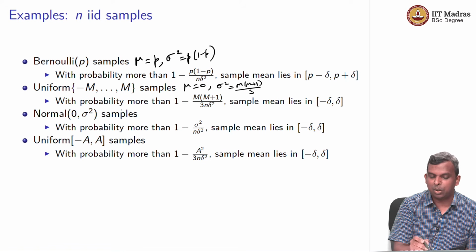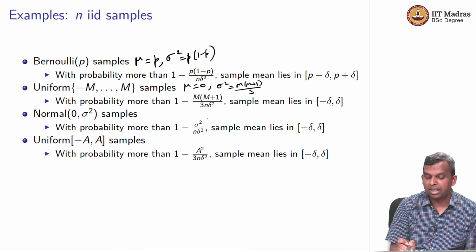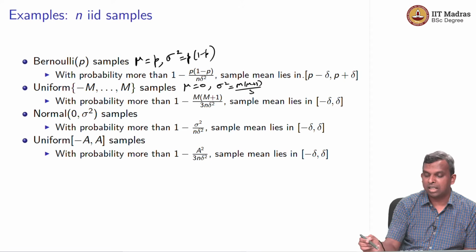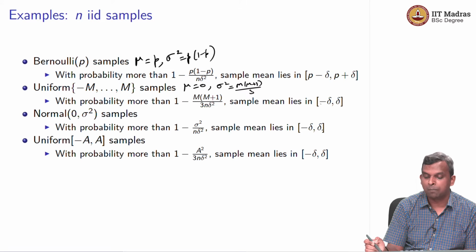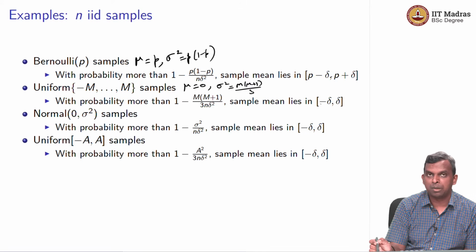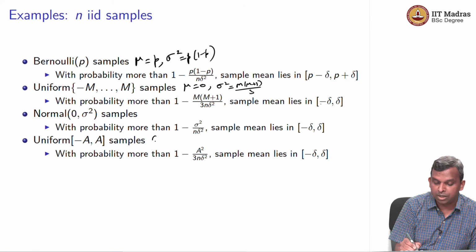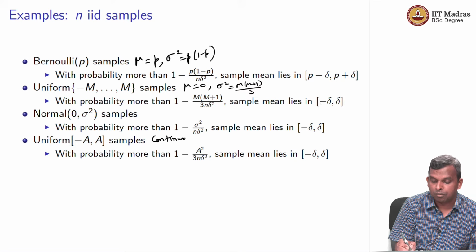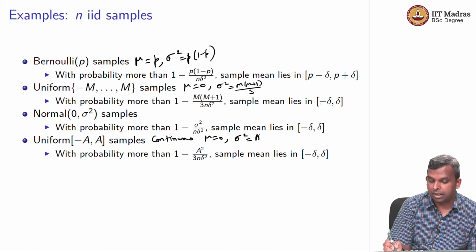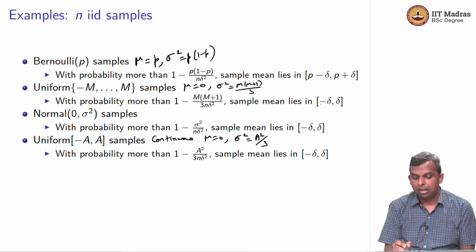Here again, mean is 0 and variance is sigma squared, normal distribution, with probability more than 1 minus sigma squared by n delta squared that the sample mean lies in minus delta, delta. So you can see how I'm using it, right? The mu is 0 here, so it becomes just minus delta, delta. Mu is p in the Bernoulli case, so it becomes p minus delta, p plus delta, and the actual sigma squared comes from the distribution. Uniform minus a to a is a continuous distribution, and mu is 0 and sigma squared is a squared by 3. So that's the formula.